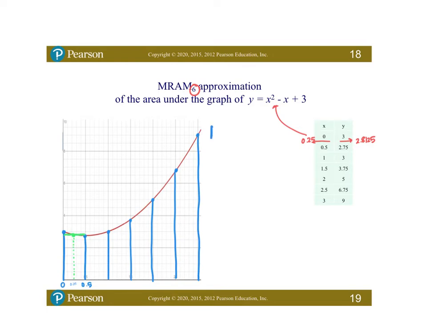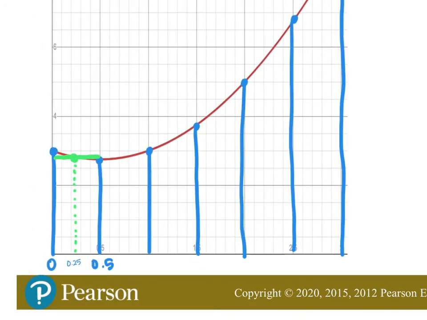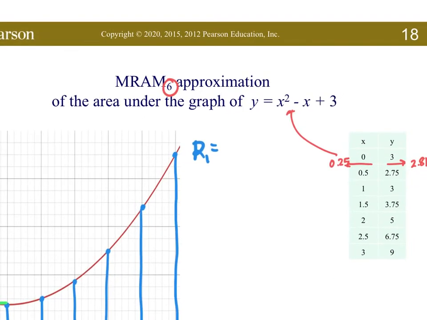Our R number 1 has a base that's different than what we were doing before. The base is no longer 1. The base is 0.5. The height is 2.875. Excuse me, 2.8125. So our rectangle number 1 is a base of 0.5 times a height of 2.8125. I need to actually multiply that together. So my first rectangle is 1.40625. So keep a hold of that number.